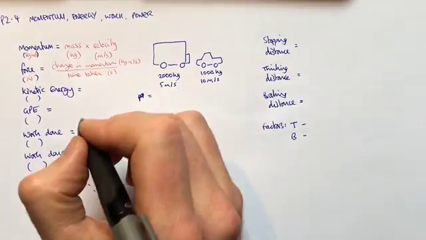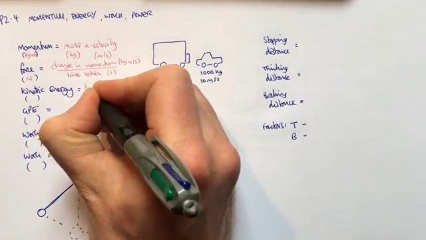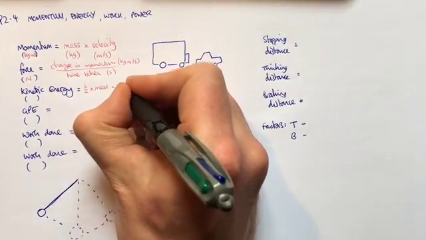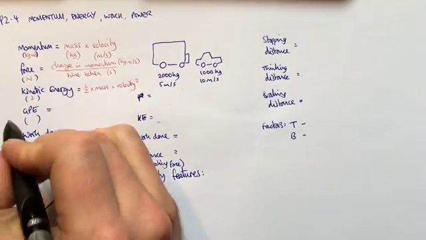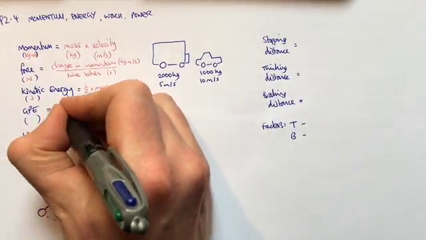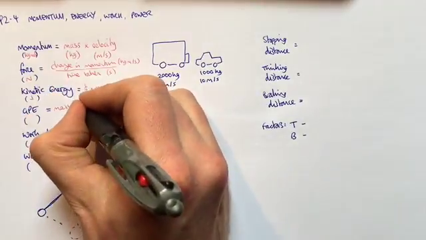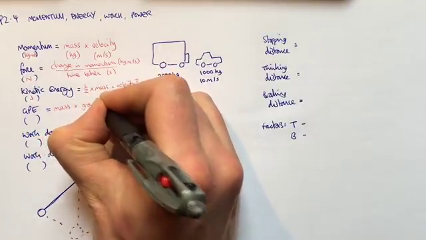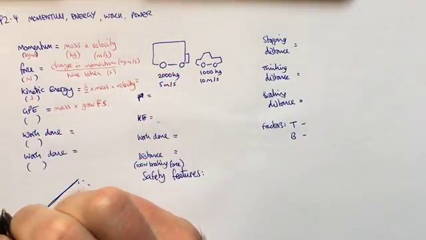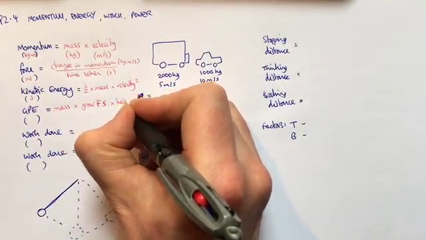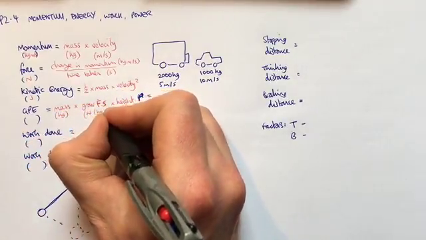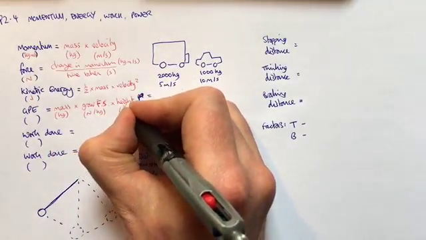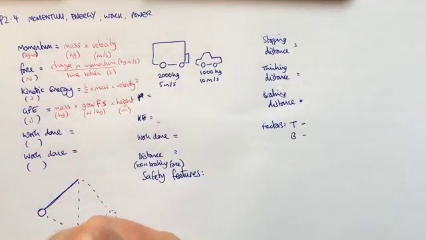Kinetic energy, slightly more complicated equation. Kinetic energy is half times mass times velocity squared. It's an energy, so it's measured in joules. GPE stands for gravitational potential energy, and that's equal to mass times the gravitational field strength. Just going to abbreviate that to GravFS for brevity, and times by height. So mass in kilograms, gravitational field strength in newtons per kilogram, and height in meters. It's an energy, it's measured in joules.